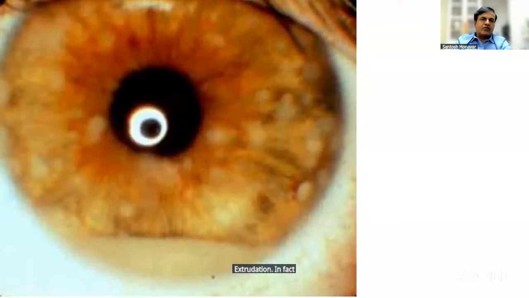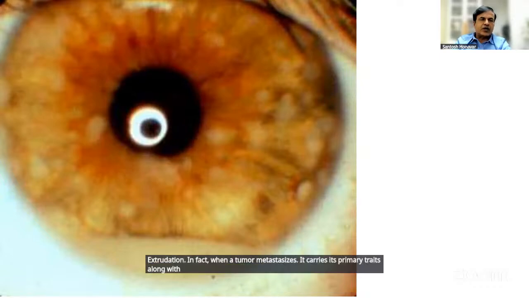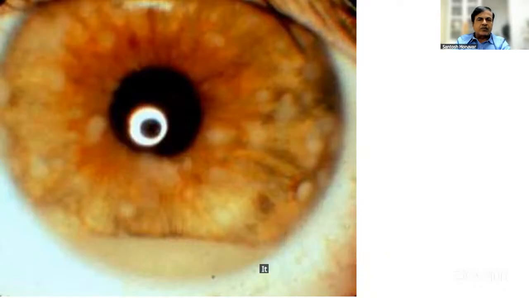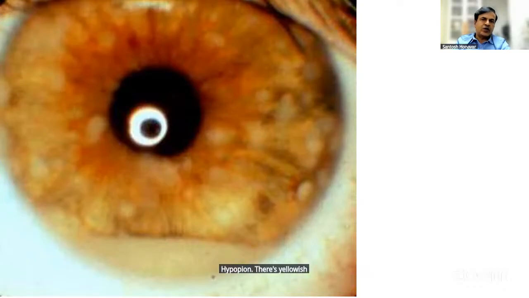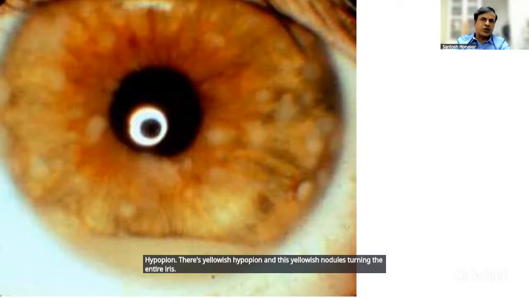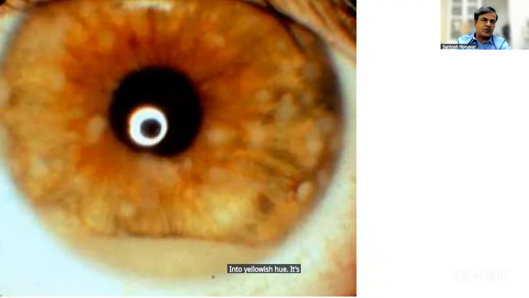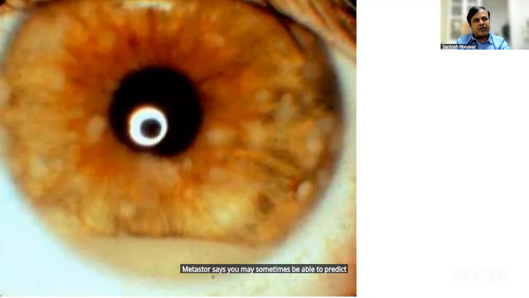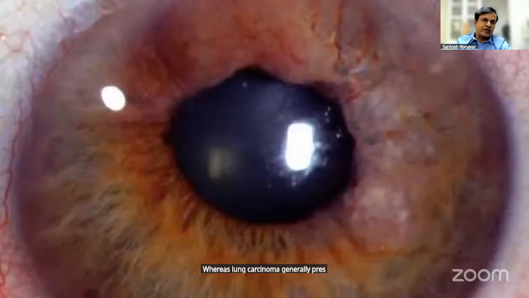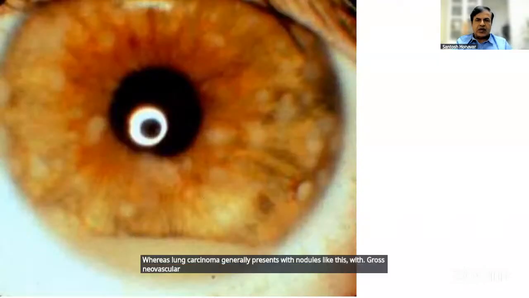In fact, when a tumor metastasizes, it carries its primary traits along with it. If it's an adenocarcinoma that metastasizes, it presents with multiple iris nodules, and the exudative nature of the adenocarcinoma will cause hypopyon. This yellowish hypopyon and these yellowish nodules turning the entire iris into a yellowish hue are very characteristic of adenocarcinoma metastasizing into the iris. So if you carefully look at the metastasis, you may sometimes be able to predict the primary tumor as well. Whereas lung carcinoma generally presents with nodules like this with gross neovascularization of the iris.